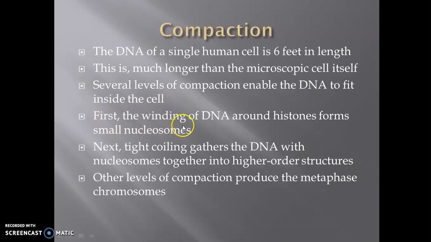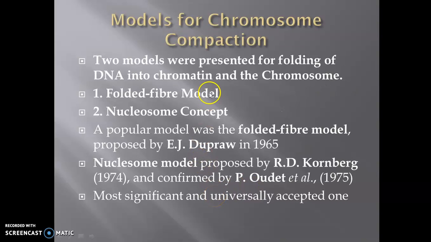First, the binding of DNA around histones forms small nucleosomes. Next, tight coiling gathers the DNA with nucleosomes together into higher order structures. Other levels of compaction produce the metaphase chromosomes. Now there are two models presented for the compaction of chromosomes: the first is the folded fiber model and the second is the nucleosome model.